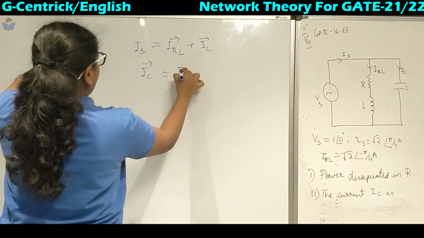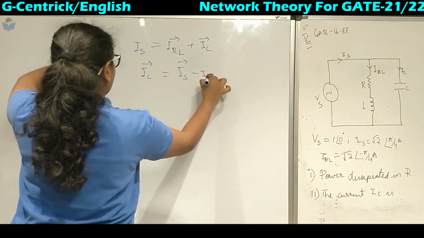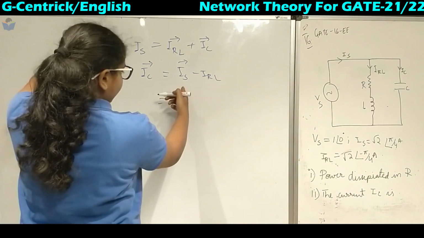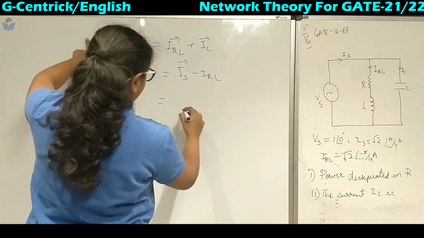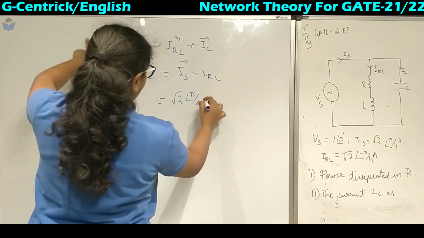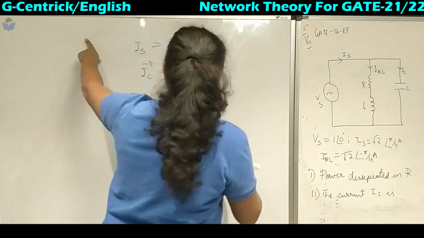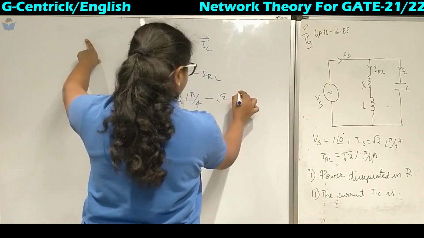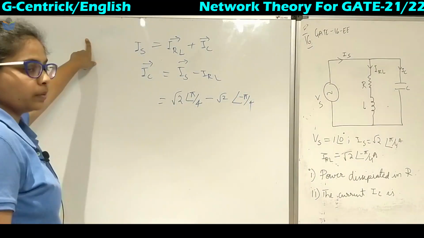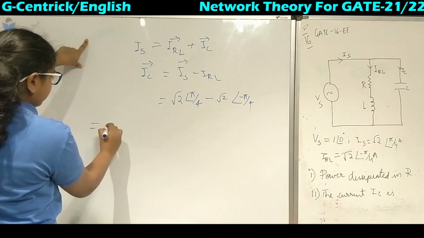So it will be IS minus IRL. Okay, so I can substitute the value of IS as root 2 angle pi by 4 minus what is IRL? Root 2 angle minus pi by 4. Okay, so now again I can expand this one.